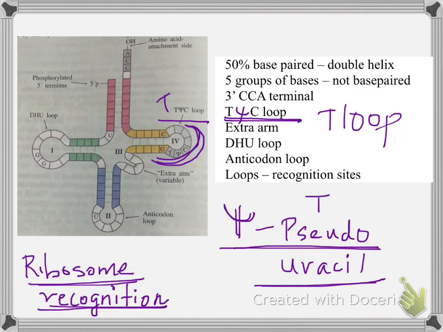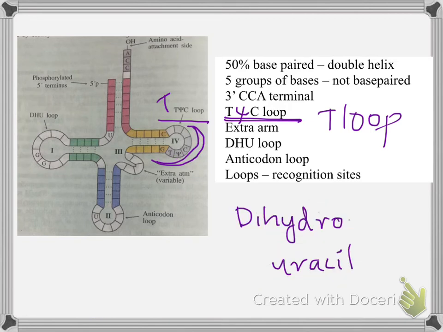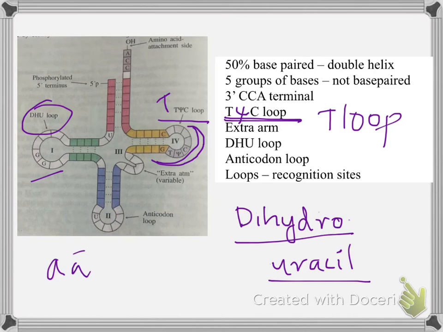Now this is known as the D loop or dihydrouridine loop, because the unusual base dihydrouridine or dihydrouracil is present here. And the function of this site is amino acid recognition. So this is the amino acid recognition site, also known as the DHU loop or D loop.